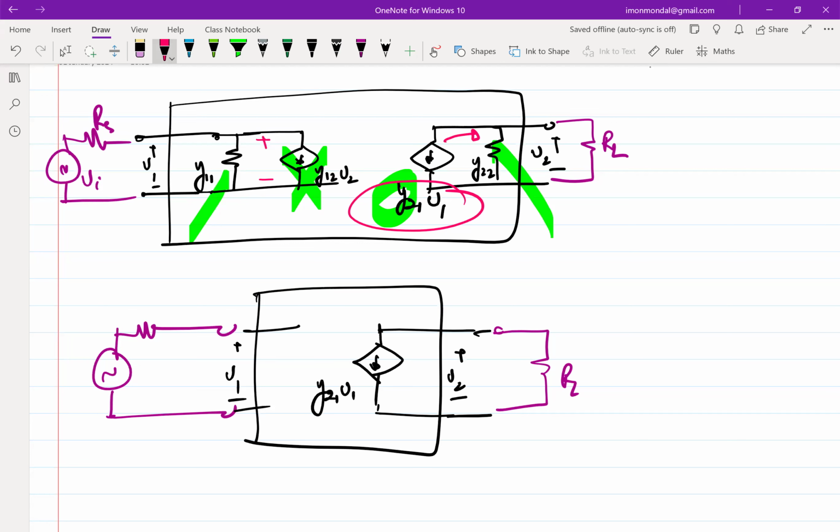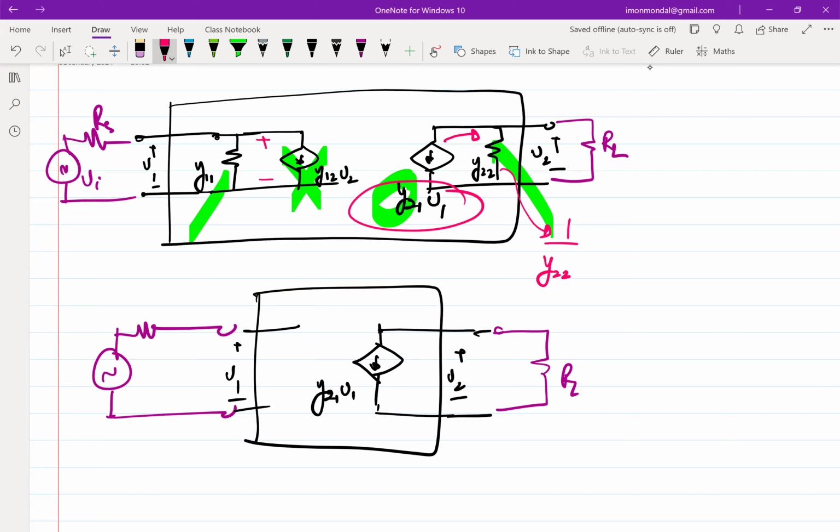So let's say 1 over Y22 is not infinite. Y22 is not 0, which means 1 over Y22 is not infinite. Can you comment, looking at the output port, under which conditions the output port behaves like what we want?